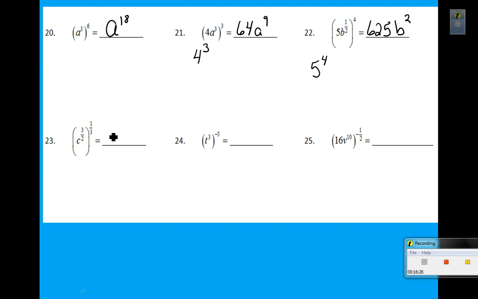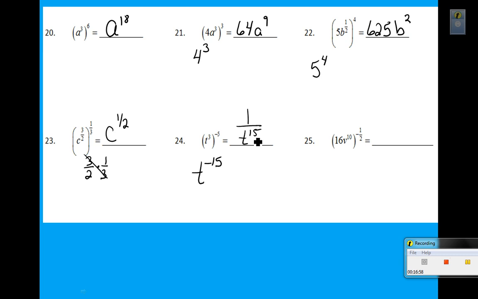Here's my 23. It's going to become C. You'll grab your brain or your calculator and take 3/2 times 1/3. 3's cancel out, so I know this is going to be to the 1/2. 24. This becomes t to the negative 15th. Whoops, I got a negative exponent, so I need to move that down to the basement. I got to move that to the denominator.